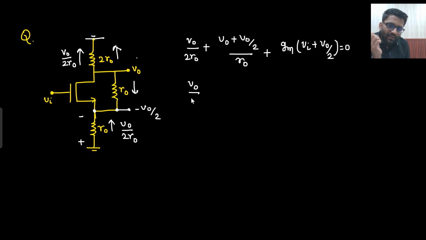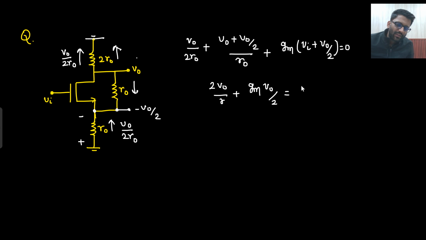So here what will we get? V0 by 2R0 into R0. This was minus V0 by 2. So this will be 3 V0 by 2R0. So this is 3 by 2 plus 1 by 2. So this will be 1.5 plus 0.5. So this will be 2. So we are getting 2 V0 by R0, plus GM V0 by 2 is equals to minus GM V in, right? 2 V0 by R0. So for V0 what we are getting? 2 by R0 plus GM by 2 is equals to minus GM V in.